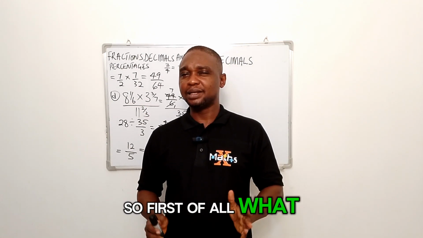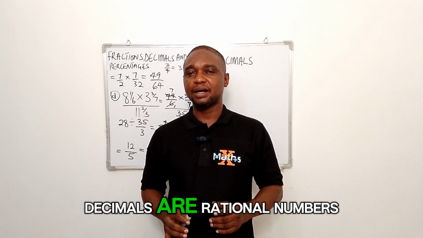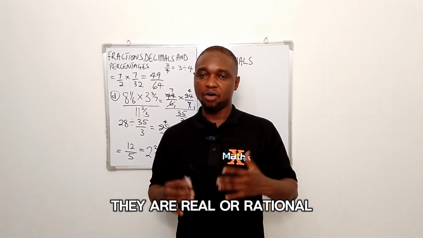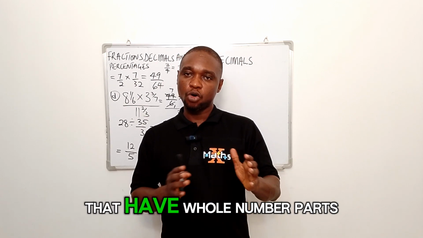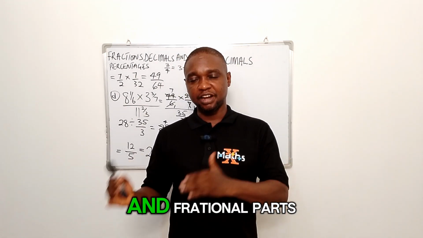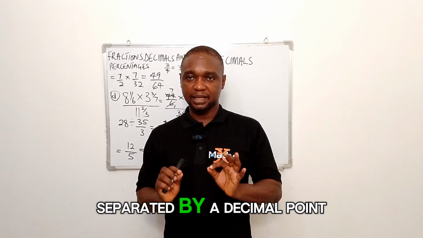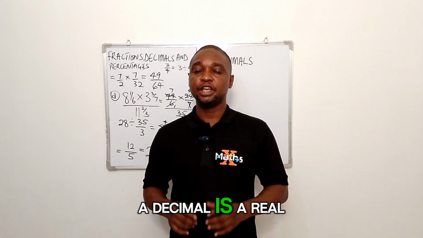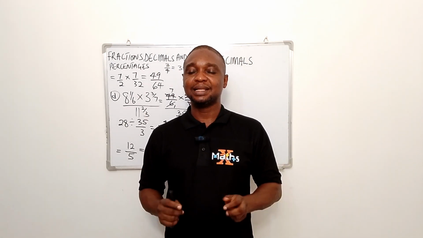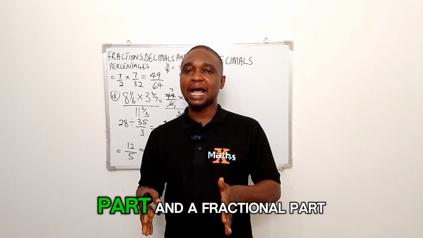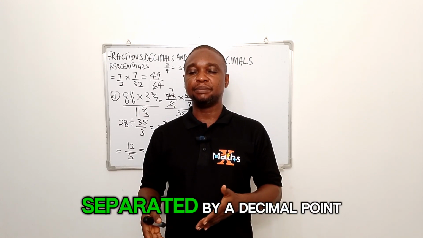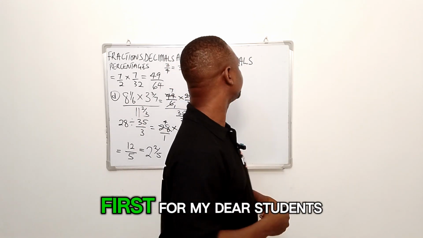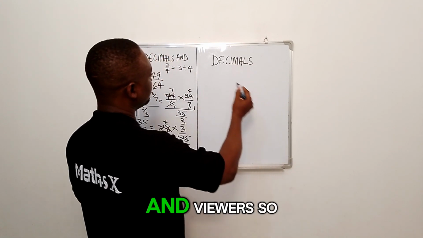So first of all, what are decimals? Decimals are real or rational numbers that have whole number parts and fractional parts separated by a decimal point. I can take it again. A decimal is a real or a rational number that has a whole number part and a fractional part separated by a decimal point. Let's put that on the board first for my dear students and viewers.